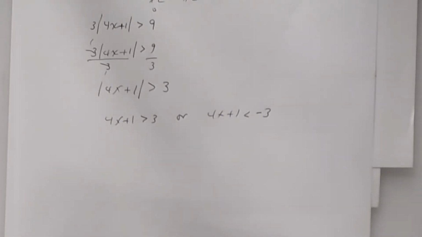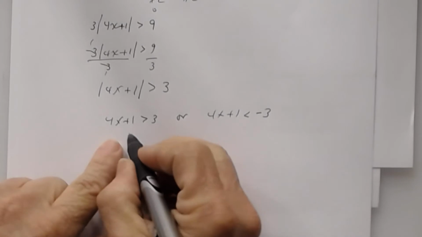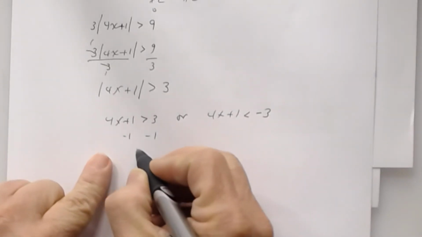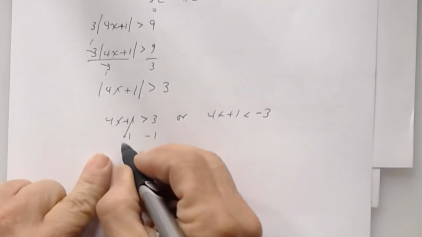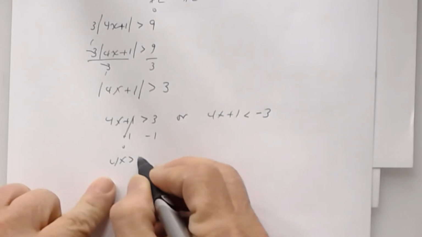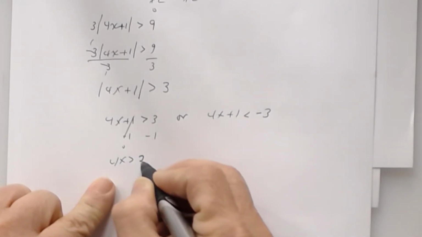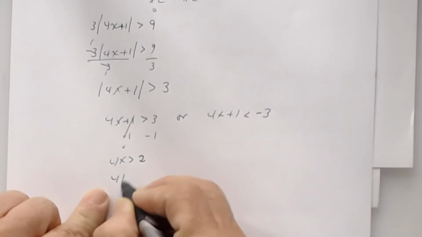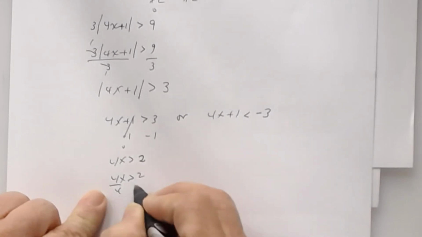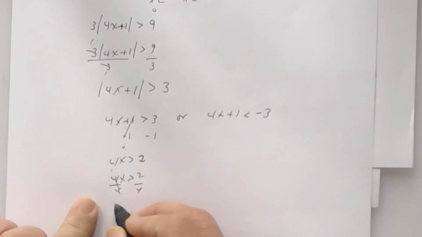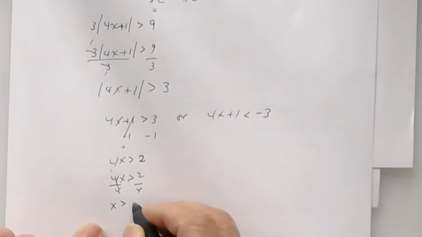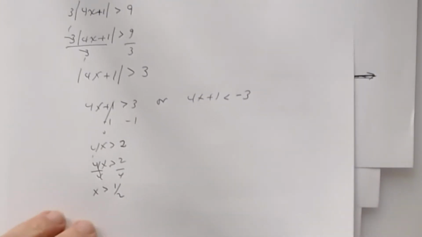A few more steps and you're done. Solve both sides. So let's get x over here. Here you're going to subtract 1 from all parts. So 4x is greater than 2. Dividing by 2, my solution would be any number that's bigger than what? Go ahead and reduce. 1/2. So that's one set.